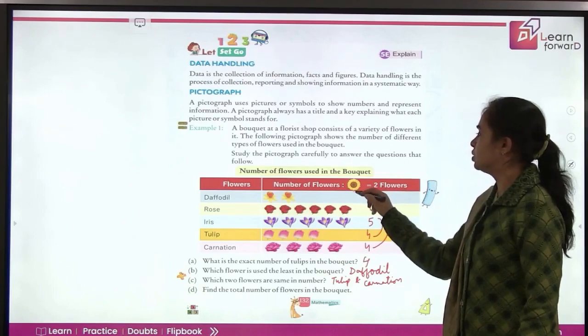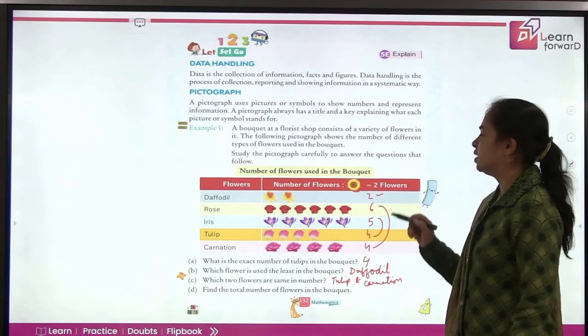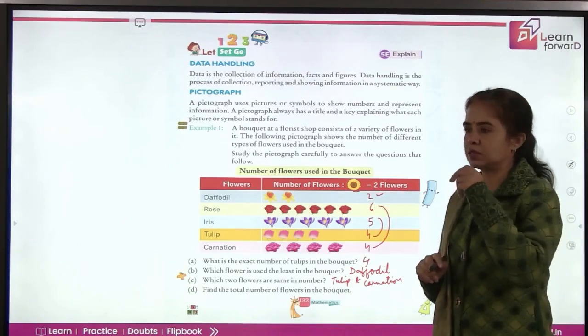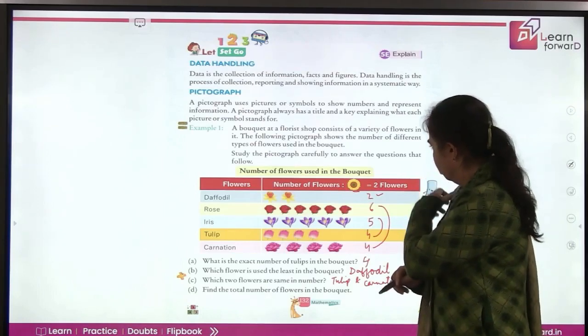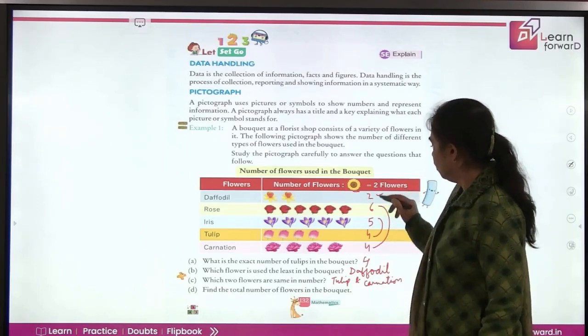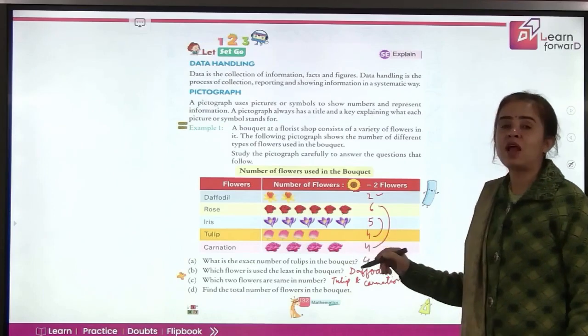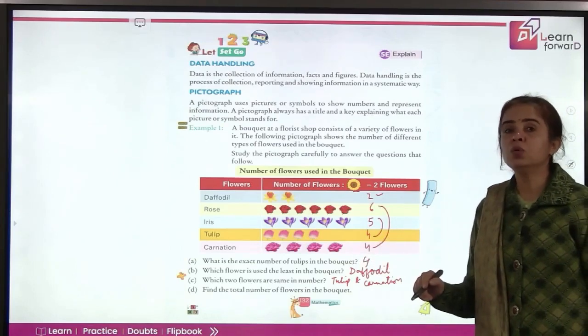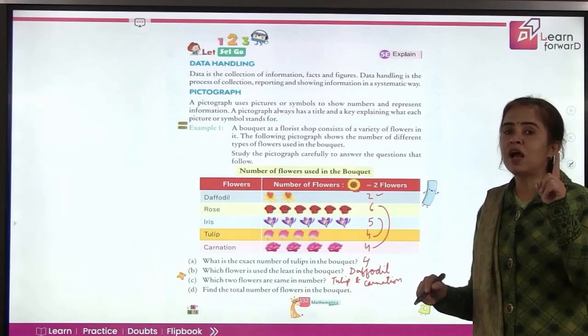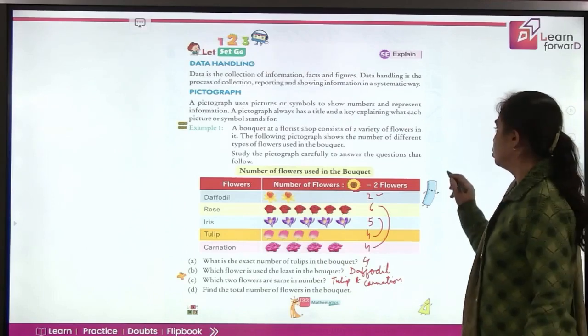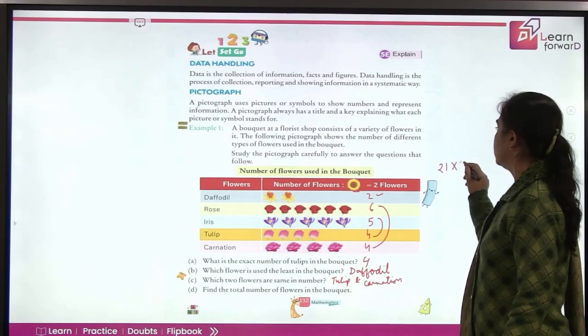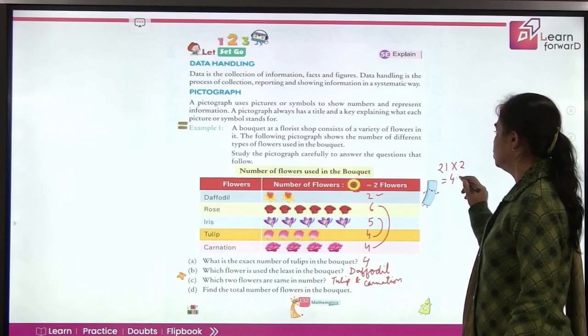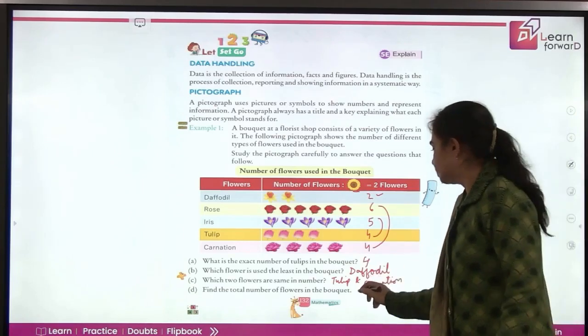And here it shows that one flower is actually equal to 2 flowers. So when this comes to 21 flowers in all, what will be the total number of flowers? One flower means 2 actually. So 21 flowers will mean 21 into 2, which is equal to 42 flowers.